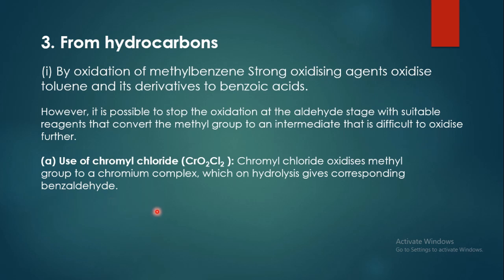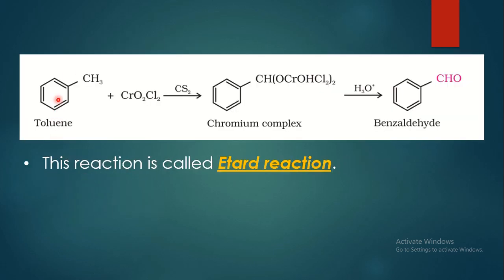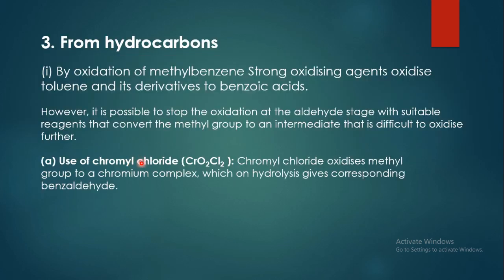Let's see how the reaction occurs in the next segment. Let's say this is our toluene, as I already spoke about it. Toluene means methyl benzene, okay. CrO2Cl2, as I said, this is our chromyl chloride.